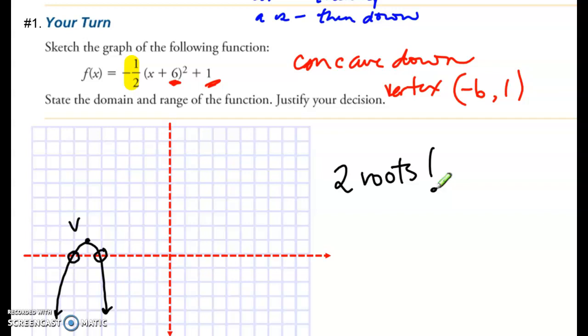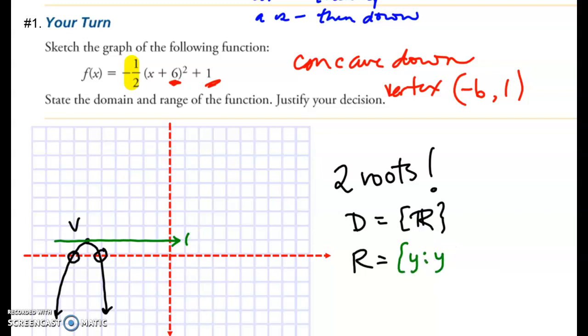Okay, what's the domain and the range of this function? Domain we know for all parabolas is all real numbers of x. These rays on the parabola continue on to infinity, so we can have all possible values for the domain. The range, however, does have some restrictions. We see here that the y value does not go above right here. That's 1. So the range, we say y such that y is always going to be less than or equal to 1 in this case, because it's opening down. The y value goes down to negative infinity below 1.